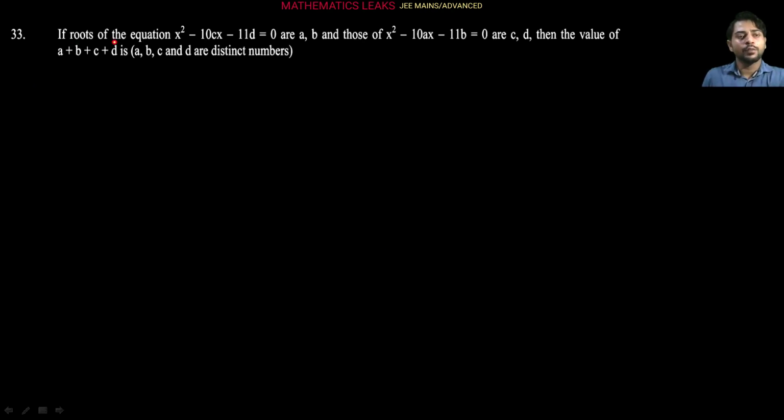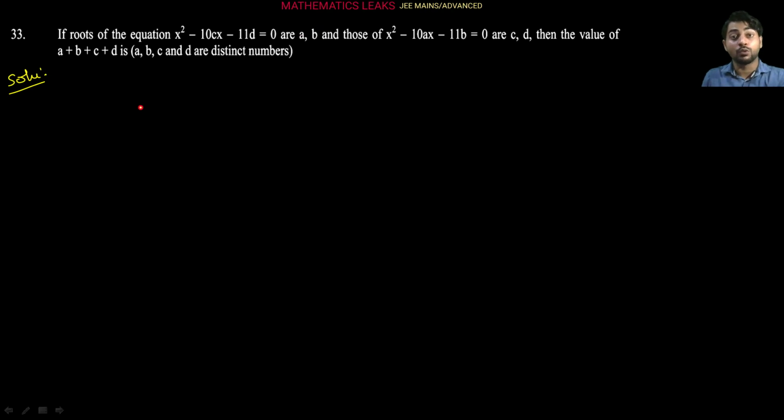Next question is, if roots of the equation x squared minus 10cx minus 11d equals 0 are a, b, and those of x squared minus 10ax minus 11b equals 0 are c, d, then the value of a plus b plus c plus d is, where a, b, c and d are distinct numbers. So let's solve it. According to the given question, this given equation has two roots a and b.